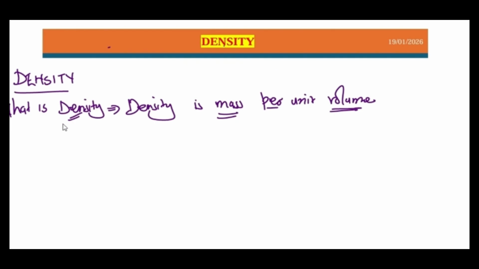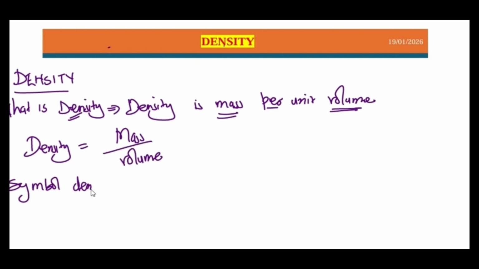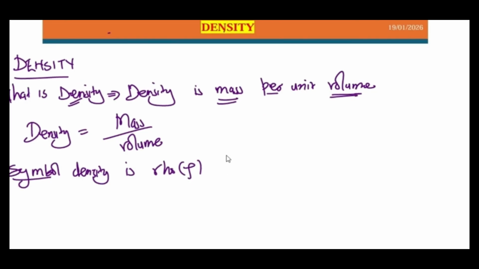Density is given by this formula, which is the mass divided by volume. So you have it there. Density equals the mass of a substance divided by volume. Then we have a symbol for density. The symbol for density is rho, written like P, but it's rho. That is the symbol for density.